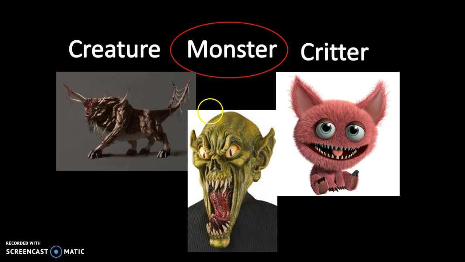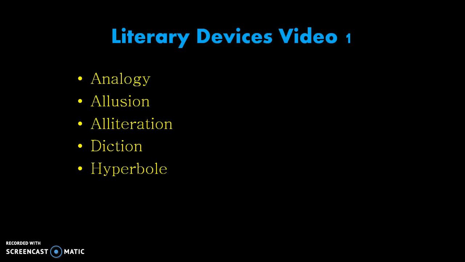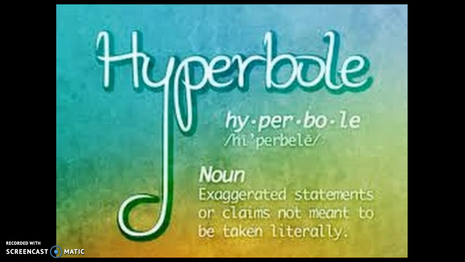So diction has to do with the connotative meaning of the word. It's what we picture in our heads when we read those words, and if we use those words together, it creates tone. All right, let's go to our last word of the video, hyperbole. So hyperbole is an exaggerated statement or claim not meant to be taken literally.